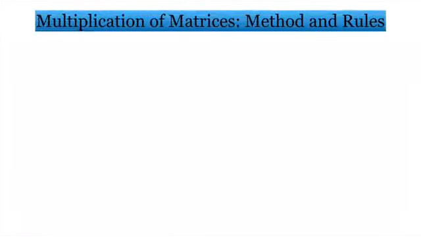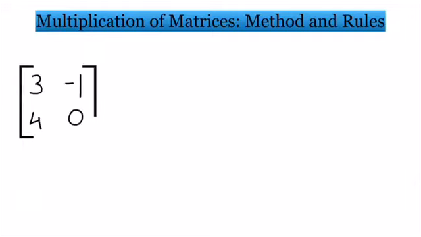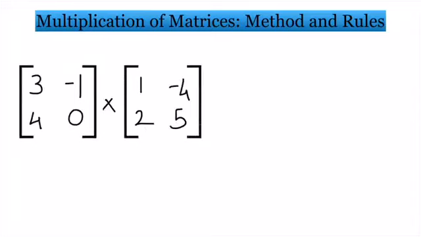Namaste. In this video, we will learn how to multiply two matrices, their method and rules. Suppose we have a matrix 3 minus 1 4 0 multiplied by another matrix as 1 minus 4 2 5. Then how to multiply, or what will be the product matrix of this?